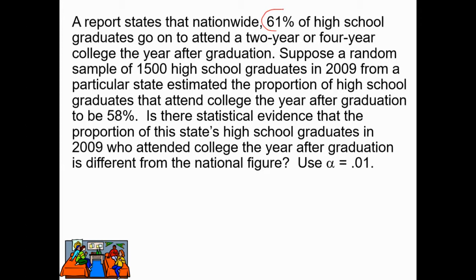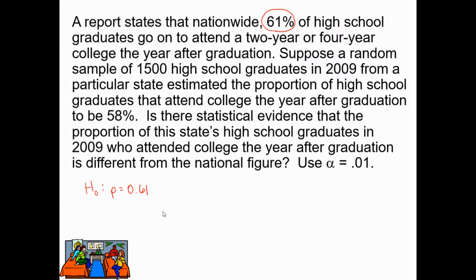Wouldn't that be the H0? 0.61? Yes. Correct. Would it be mu? P. So our null is that P is 0.61. Why is it P instead of mu though? Because we're dealing with a population proportion. Mu is a population mean. P is proportion, mu is mean.